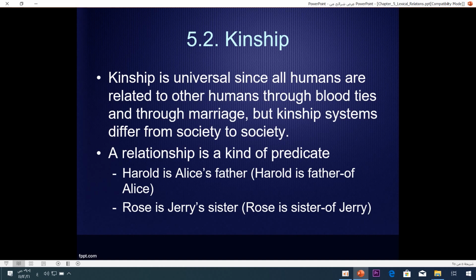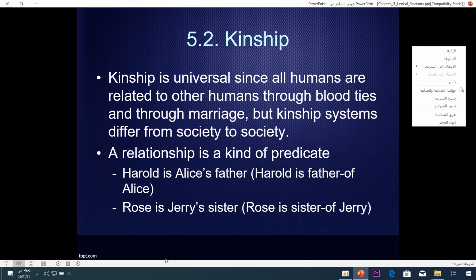Number 1, a relationship is a kind of predicate. Harold is Alice's father. Harold is the father of Alice. I would say Muhammad is Ibrahim's father, and Ibrahim is Muhammad's son. Rose is Jerry's sister. Rose is the sister of Jerry, and so on.